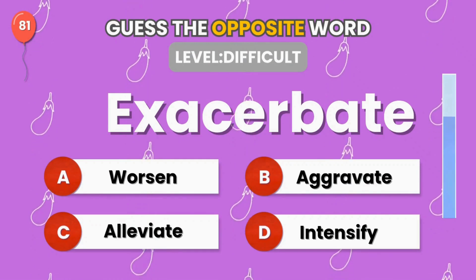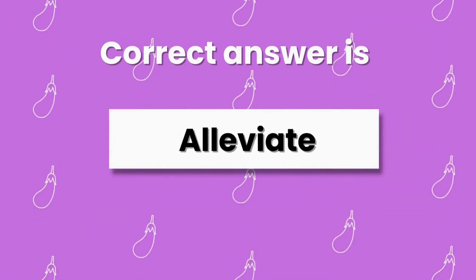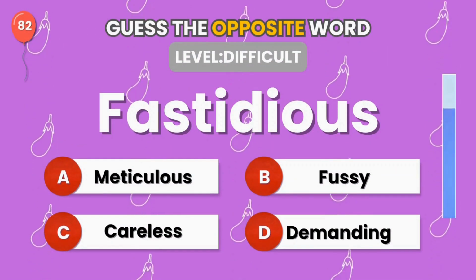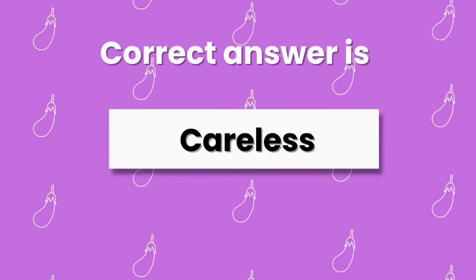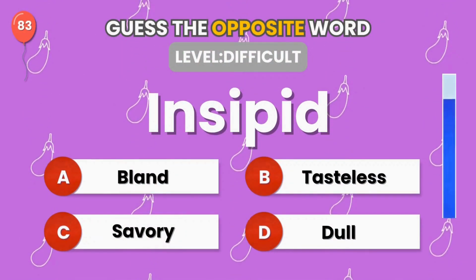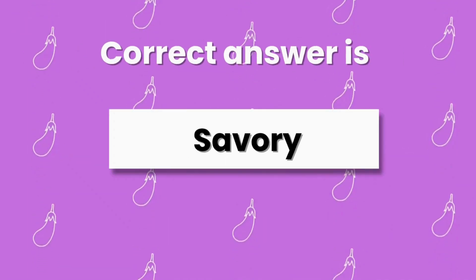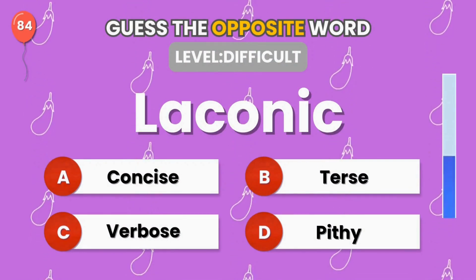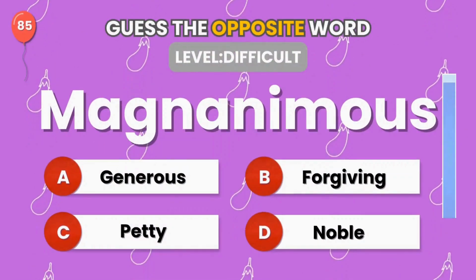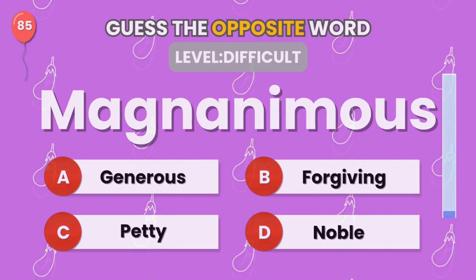Opposite word for exacerbate? Alleviate. Opposite of fastidious? Careless. Opposite of insipid? Savory. What's the opposite of laconic? Verbose. Opposite of magnanimous? Petty.